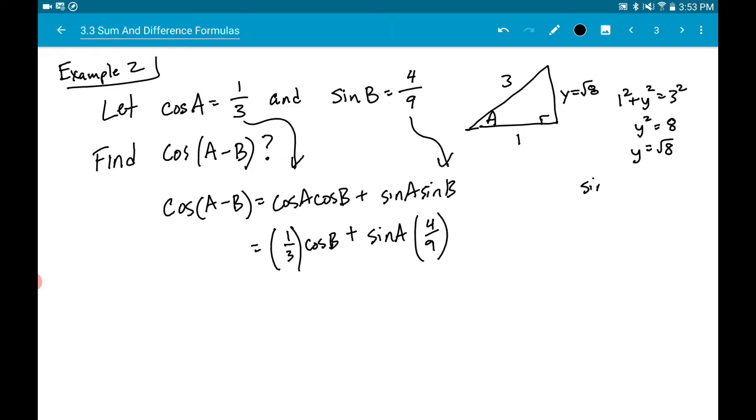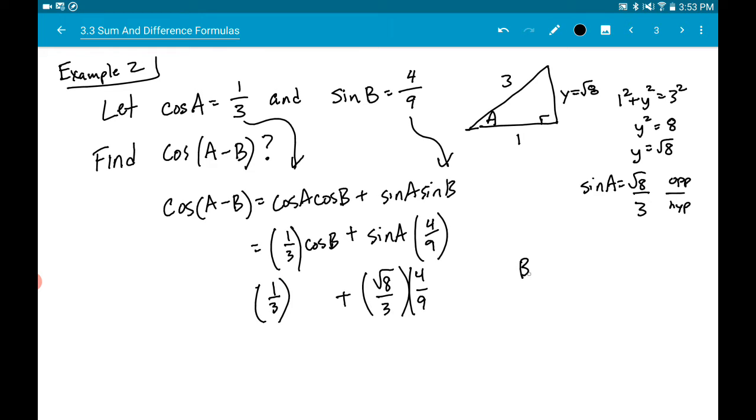So sine of A, you guessed it, is the square root of 8 over 3, right? Opposite over hypotenuse. So that's going to go right here, because that's sine of A. So now all I need is cosine of B.